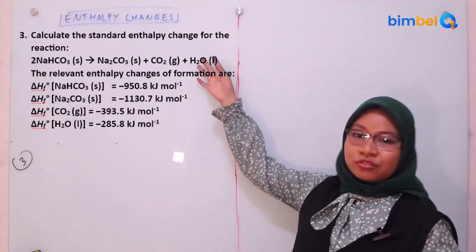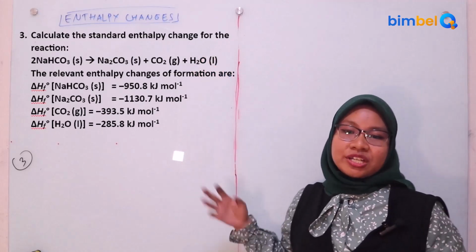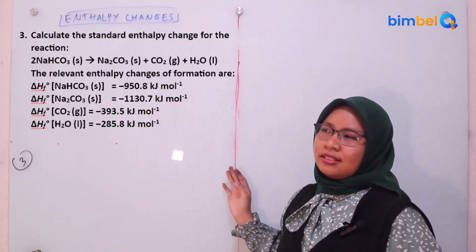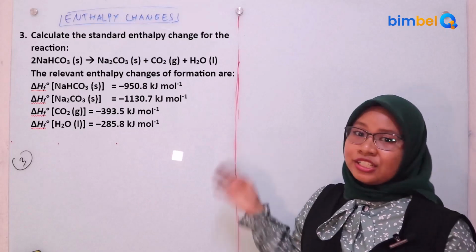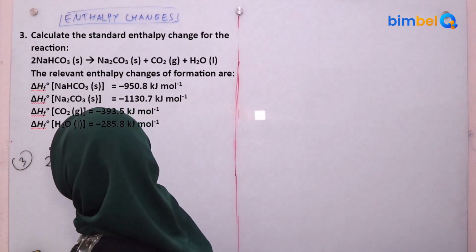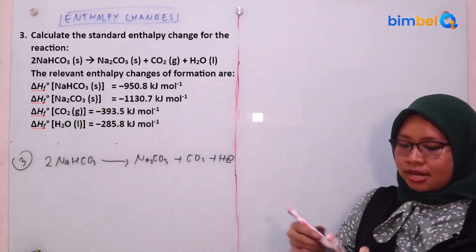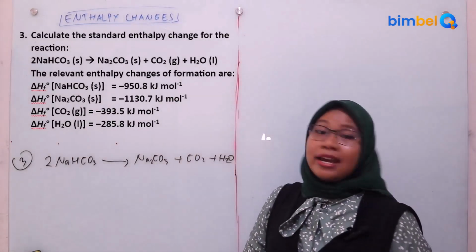Now let's do question number 3. The question asks us to calculate the enthalpy change for this reaction, and we are provided with data of the enthalpy changes of formation of each compound. That means we can do this calculation using Hess's law. So let's just write down the reaction here. We have sodium hydrogen carbonate. Okay, we have this reaction, and now we can calculate the enthalpy change using Hess's law.